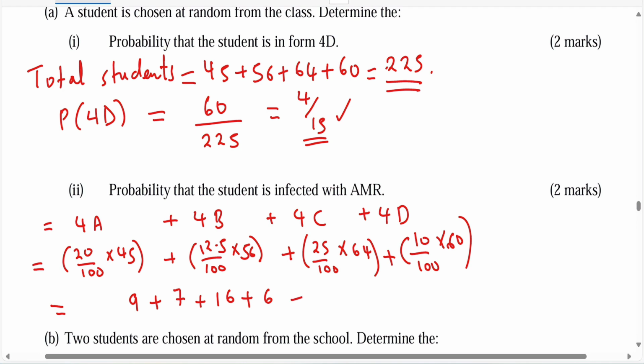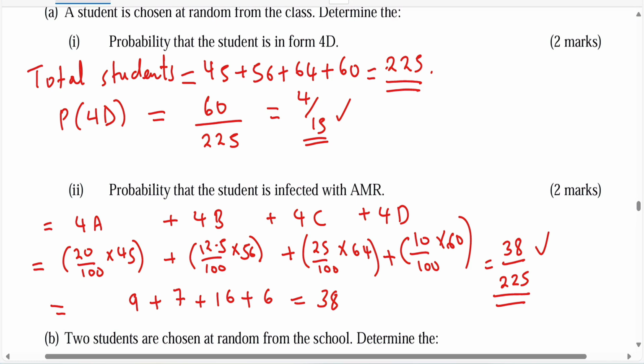If you add this up, how many are infected with AMR in the whole of Form 4 candidates? 9 plus 7 plus 16 plus 6 gives us 38. So 38 students are infected with AMR. But the total population for the school is 225, so the probability should be 38 over 225. So the marks are awarded.